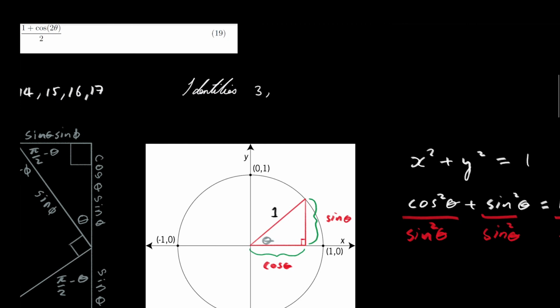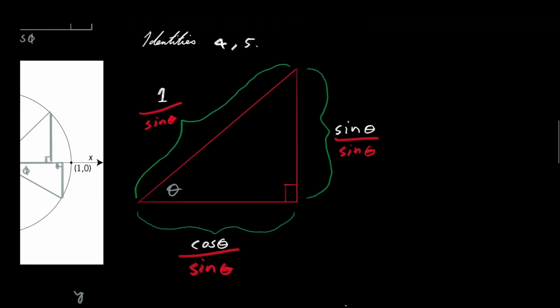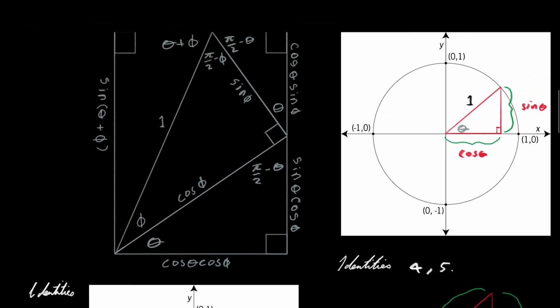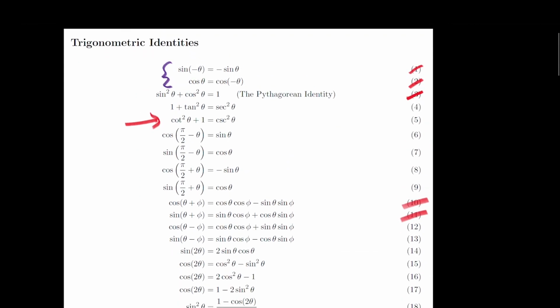I should just comment that if you applied Pythagoras' theorem to this triangle, you would get trigonometric identity 5. And if you were dividing by the cosine of theta instead of the sine of theta, you could apply the Pythagorean theorem and you would derive trigonometric identity 4. So that covers identities 4 and 5, which are just the Pythagorean identity in disguise.